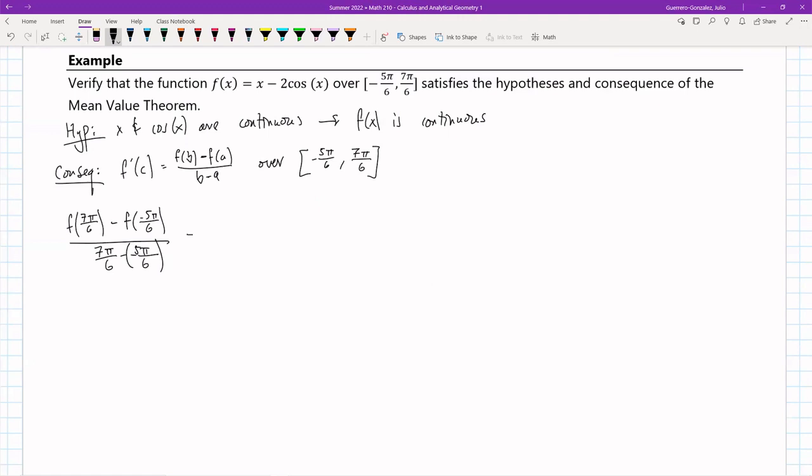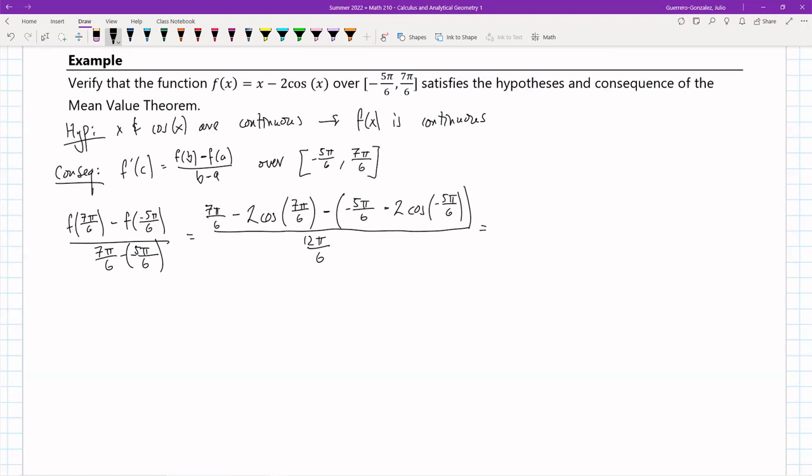Okay, and we're off to the races. So this is going to be 7 pi over 6 minus 2 cosine of 7 pi over 6, minus minus 5 pi over 6 minus 2 cosine of minus 5 pi over 6, all over... I'm just going to reduce the bottom automatically. This should be 12 pi over 6.